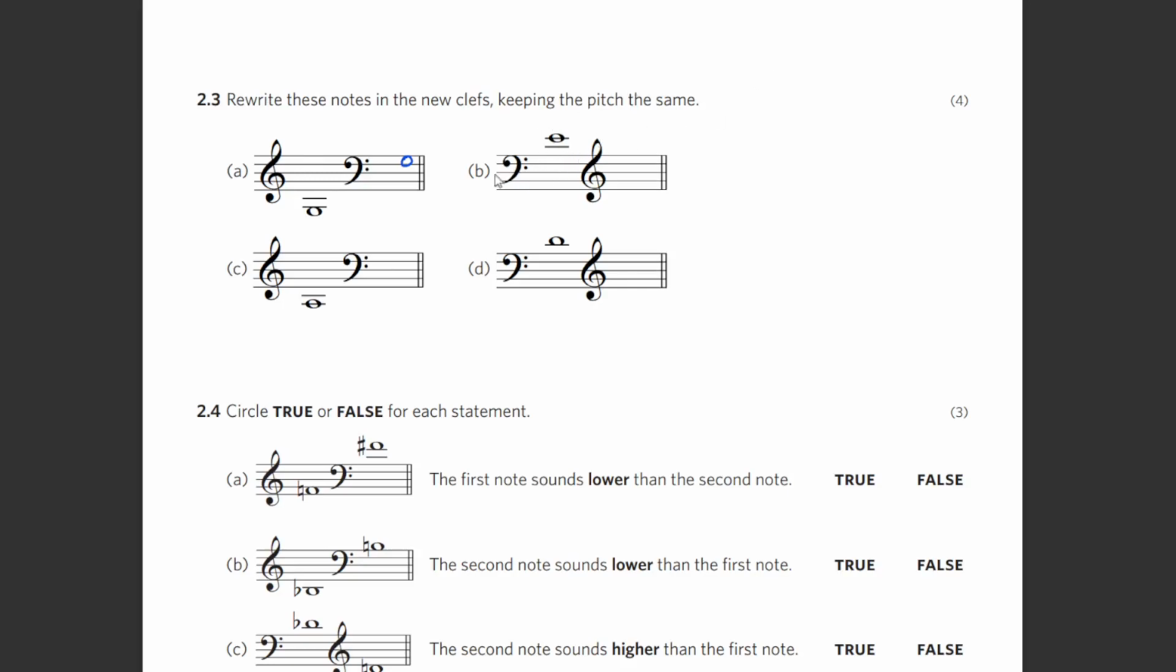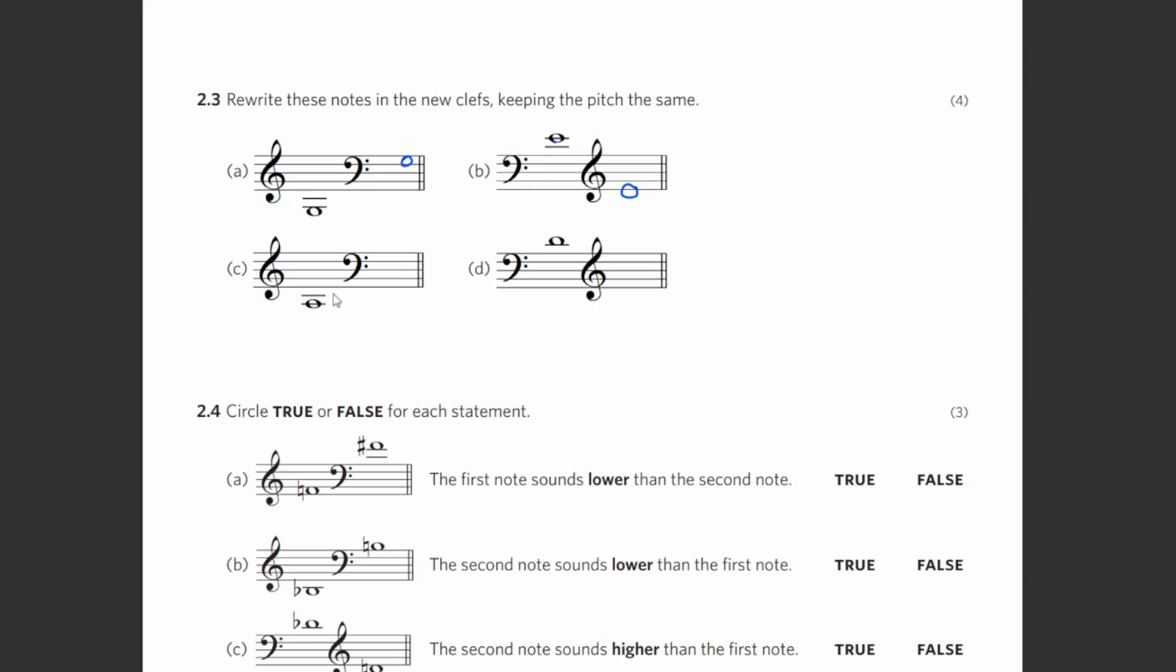Same thing for this. For B, if you know this directly, you know that this is E. So it's this note here. If not, you will use middle C as a reference. So there's C, then D, then E. Okay, then if you use this is C, D, E. So there's E here.